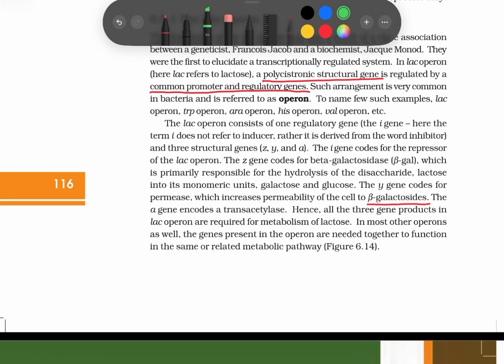And in lac operon, if you see, there is a statement. Actually, Z gene codes for beta-galactosidase enzyme. Y gene codes for permease. This permease increases the permeability of the cell to beta-galactosides. Here beta-galactoside means lactose. That is not beta-galactosidase. If you see that word clearly, you can understand. Beta-galactoside means lactose. Permease increases the permeability of the bacterial cell to take up that lactose. Next.